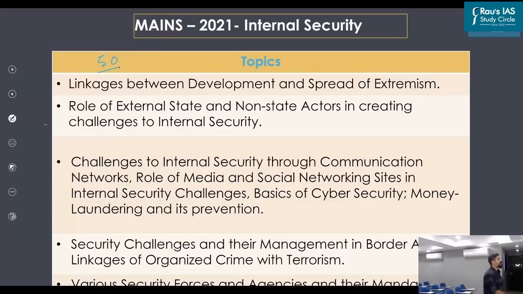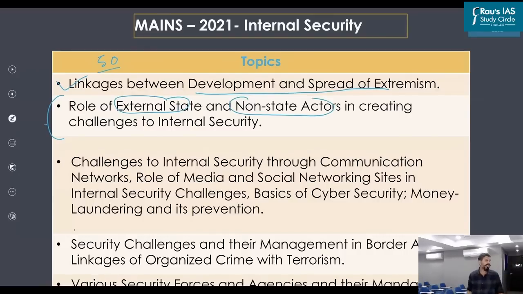In this line, the first topic is linkages between development and the spread of extremism, which is directly or indirectly related to the Naxalism problem in India. Second is the role of external state and non-state actors in creating challenges to internal security, which is basically a terrorism-related issue. In this, we all are aware that Pakistan sponsors state-sponsored terrorism in the Jammu and Kashmir region.